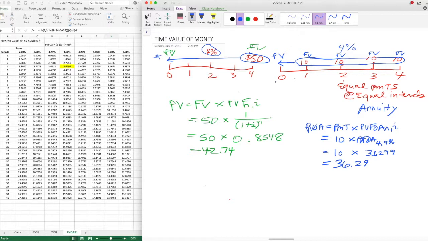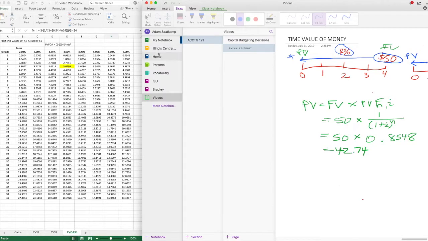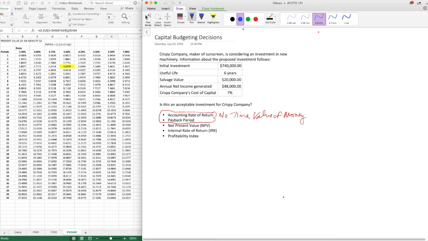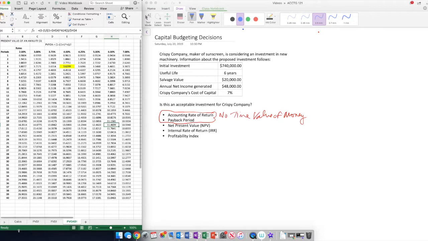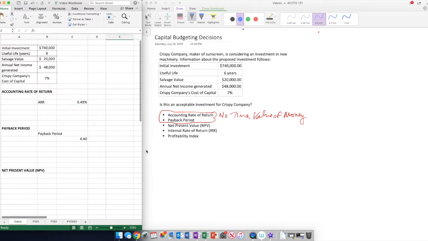These are the kinds of concepts that we have to understand to be able to do the next 2 capital budgeting techniques. So let's take a minute and look at those. I'm going to go back to our capital budgeting sheet here, and we have what is called net present value. Net present value is the next thing that we're going to look at.